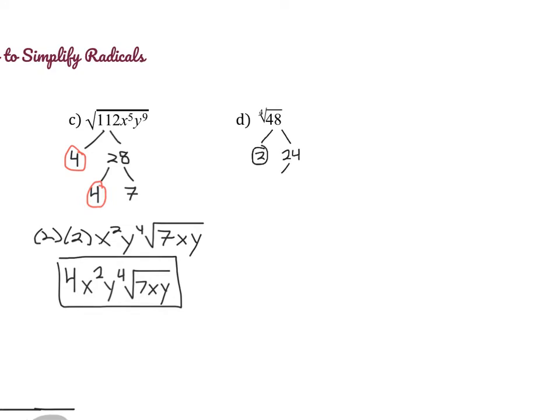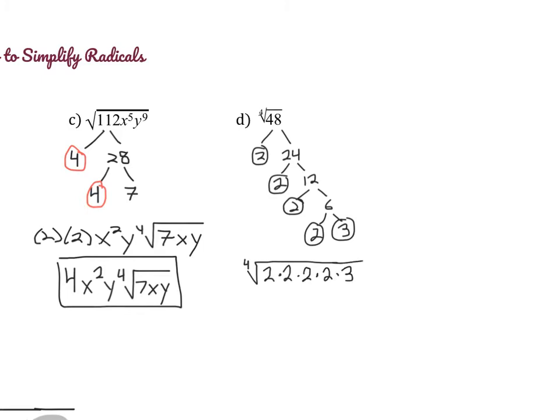2 is a prime number. And then we can do 2 times 12, 2 times 6, another prime number, and then 2 times 3. So there's our prime factorization, so we can list them out. This is a 4th root, and our prime factors are 2 times 2 times 2 times 2 times 3.